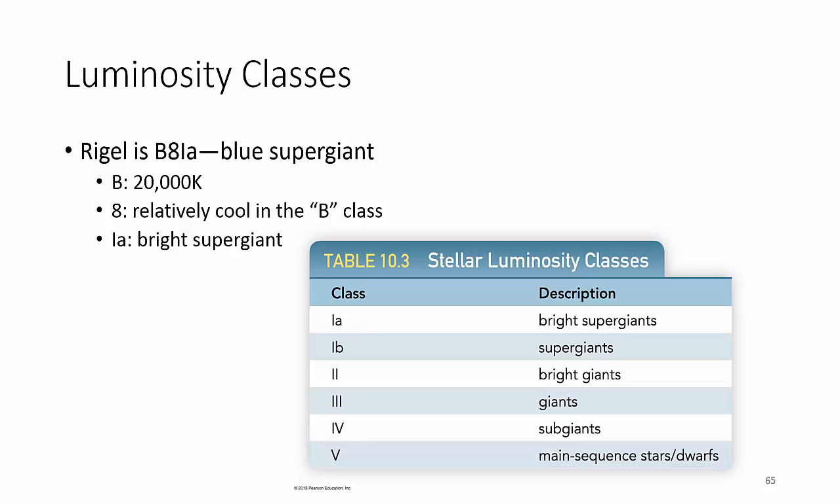Rigel, it's B8Ia, right? Blue supergiant. So we know it's a blue supergiant, but look at these categories. B, O, B, A, Fine, blah, blah, blah, right? So B is very hot, right? So 20,000 degrees Kelvin. 8, it's on the cool side of the B class, right? 0 to 9, so it's on the cool side. And then Ia, right? It's a bright supergiant. So not even just a supergiant, it's a bright supergiant.